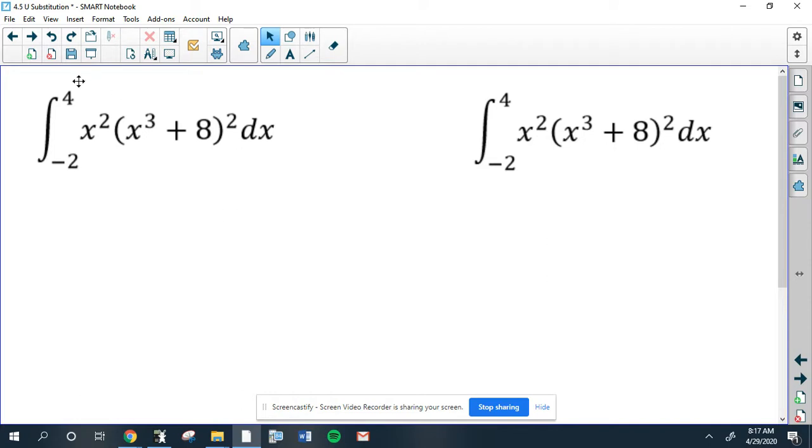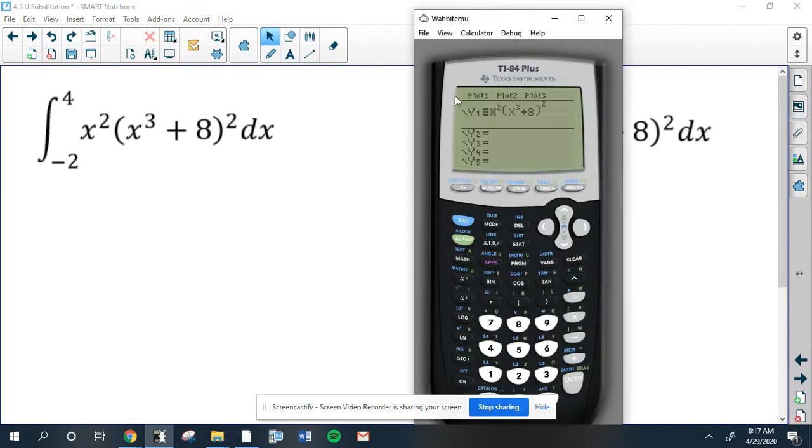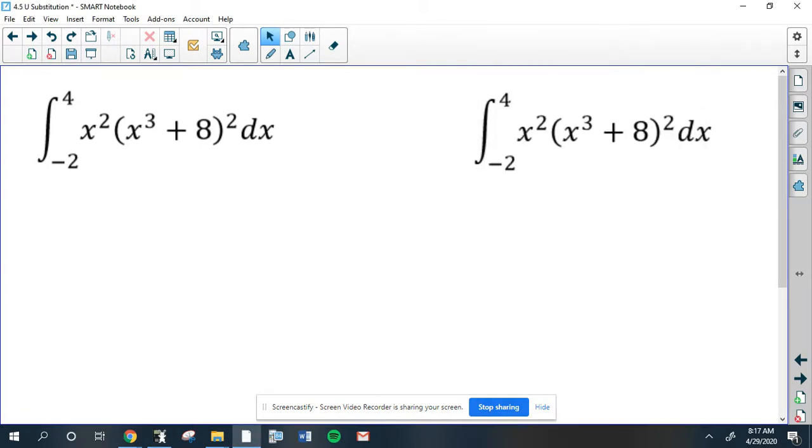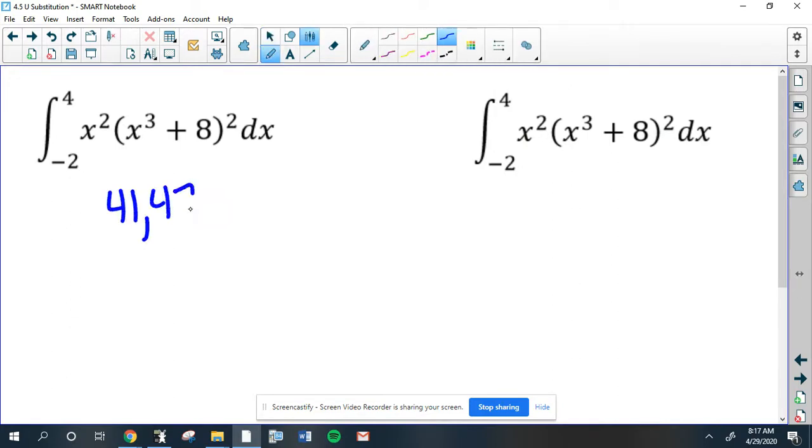So first of all, let's figure out what the answer to this problem is. From the calculator, you can just type it in. Second, calc 7. Lower limit is -2. Upper limit is 4. And the answer is 41,472. Good one to start with.